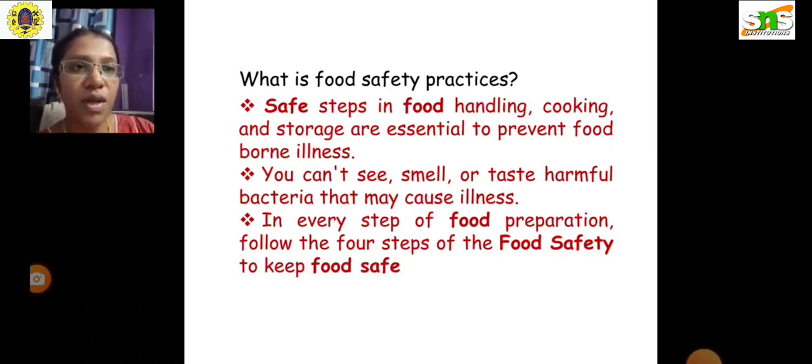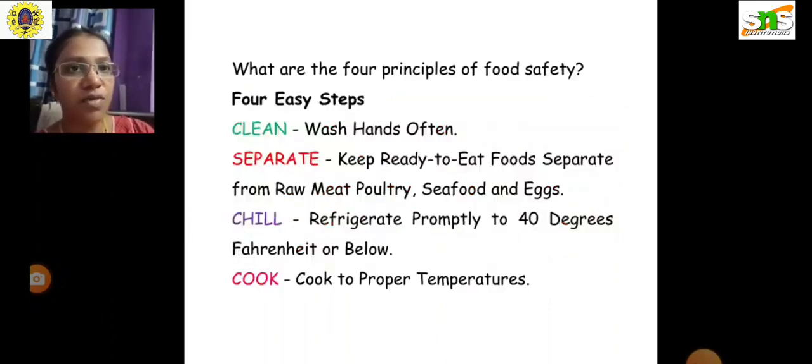So what do we mean by food safety practices? Coming to the practices, safe steps in food handling, cooking and storage are the essential steps to prevent foodborne illness. In each and every food preparation, you have to follow four steps of food safety and how to keep the food safe. Those four principles are clean, separate, chill and cook.